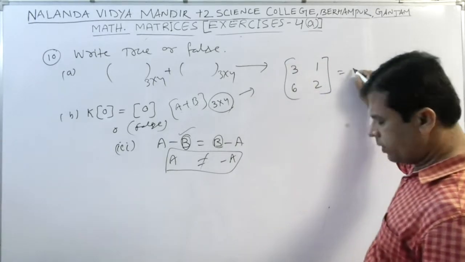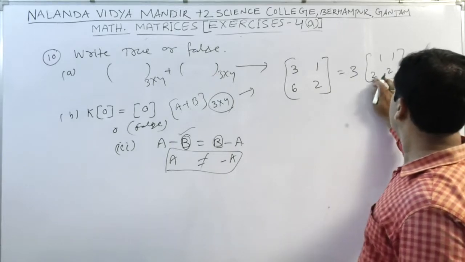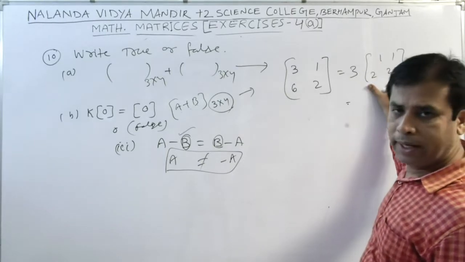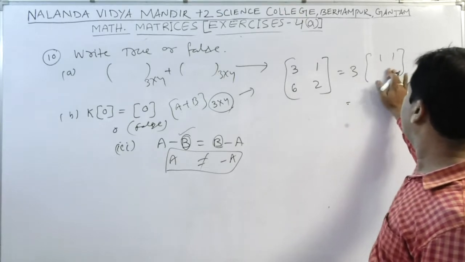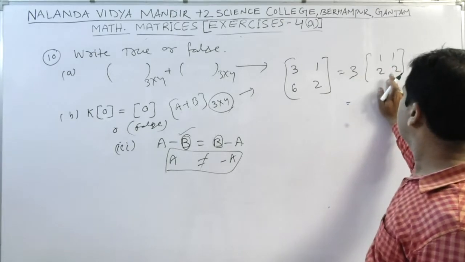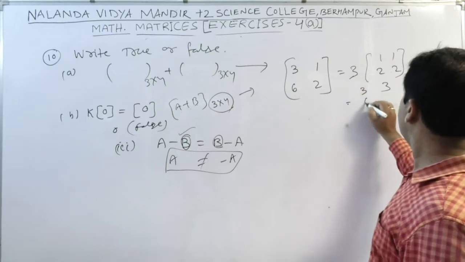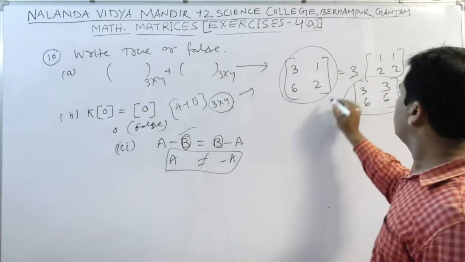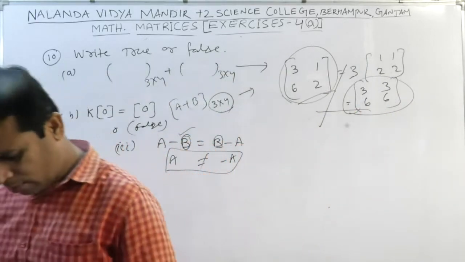Three times the matrix 1, 1, 2, 2. If we multiply a matrix by a scalar, we multiply every element of the matrix by the scalar. Therefore, 3 into this matrix is equal to 3, 3, 6, 6. Therefore, this matrix is not equal to this one, so this statement is false.